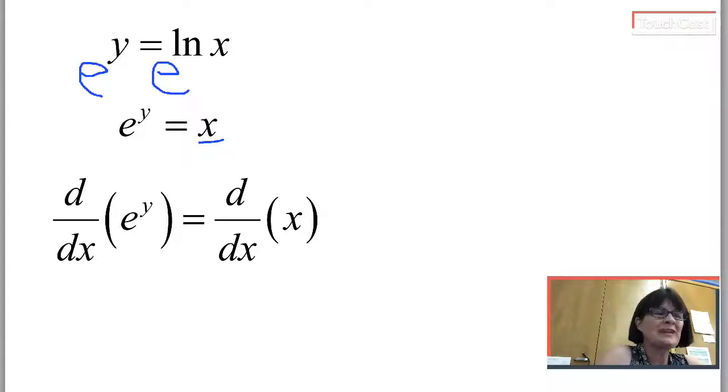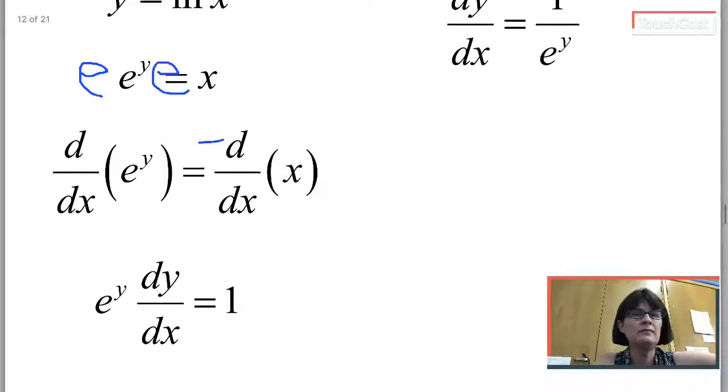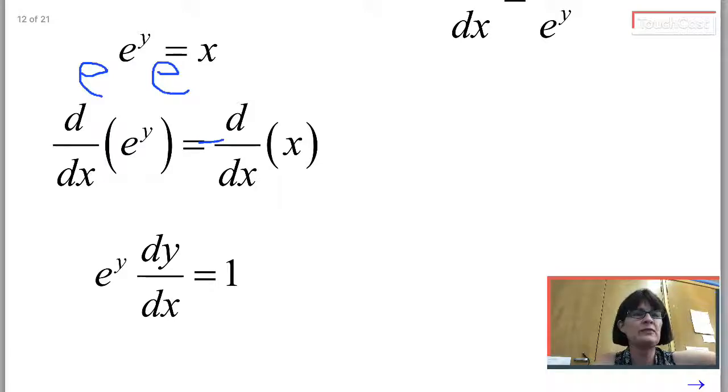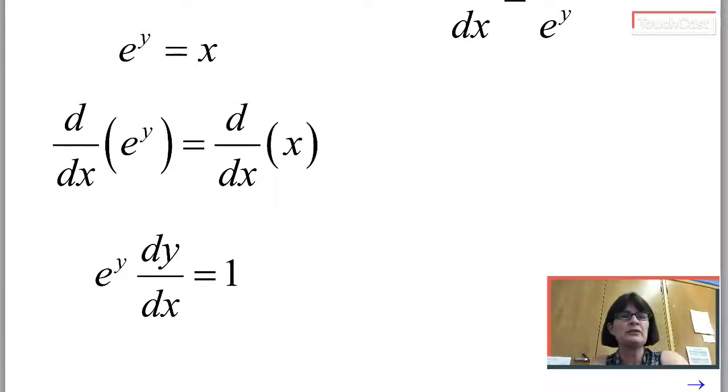So take the derivative with respect to x of both sides. The derivative with respect to x of e to the y is e to the y times dy/dx. Pretty sure that's going to come up on the next slide here. And the derivative with respect to x of x is 1. So I have this new equation. I want to isolate dy/dx, so I'm going to divide both sides by e to the y.